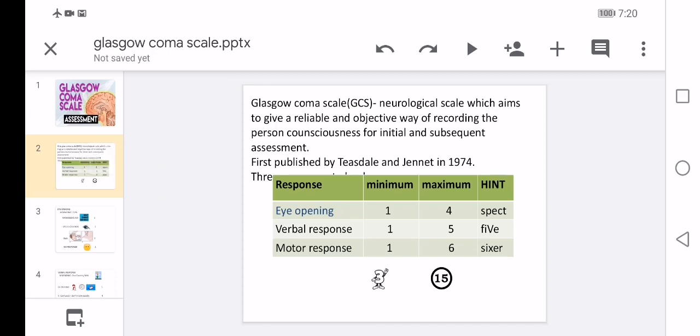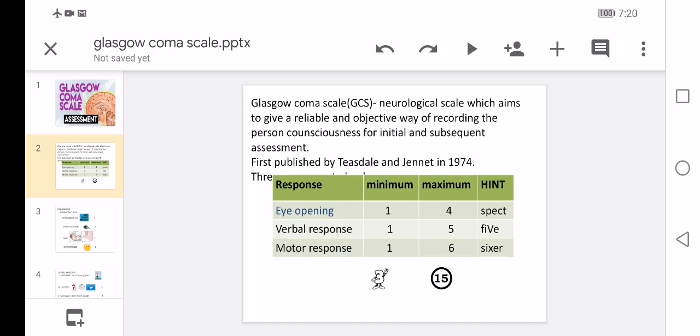It is a neurological scale which aims to give a reliable and objective way of recording a person's consciousness for initial and subsequent assessment. It was first published by Teasdale and Jennett in 1974, and there are three responses to be tested: your eye response, verbal response and motor response. For your eye response, it is minimum 1 and maximum 4.